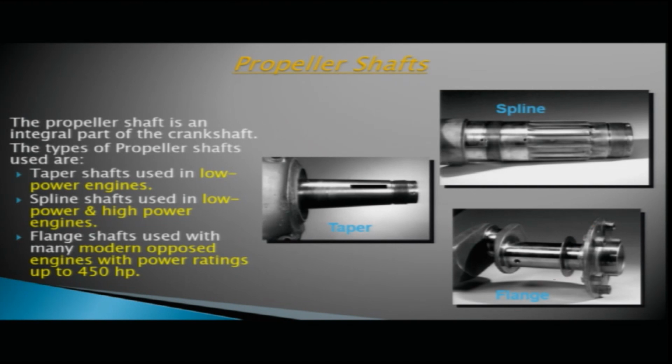The taper shaft is used for low power engines. Spline shaft can be used on low power engines as well as high power engines, and flange shaft is used for many modern opposed engines with power ratings up to 450 horsepower. So flange shaft is again used on modern engines with higher power ratings.